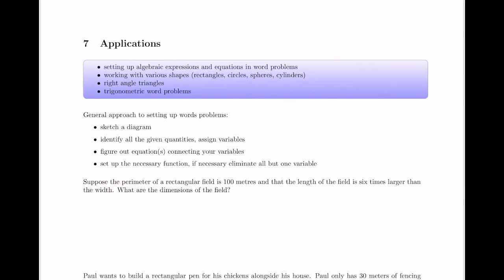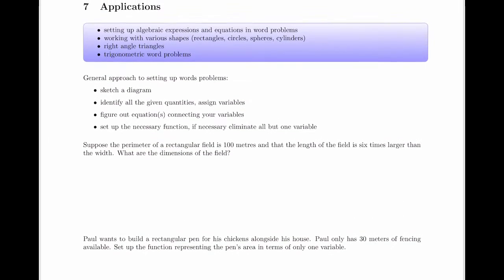Module 7 is on applications, or rather, setting up of the word problems. This is a big part of the calculus topic of optimization, and it comes after the development of all the calculus tools, and then talks about how to actually apply them to real specific modeling situations. We will talk about a variety of different types of word problems in this section, working with various shapes, three-dimensional as well as two-dimensional, right angle triangles, and trigonometric word problems as well.